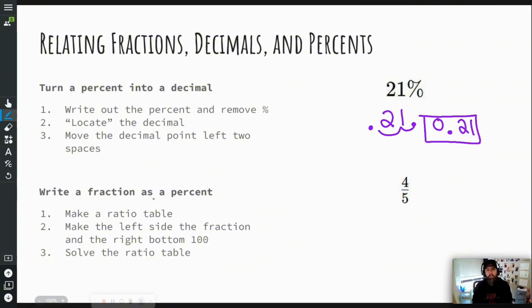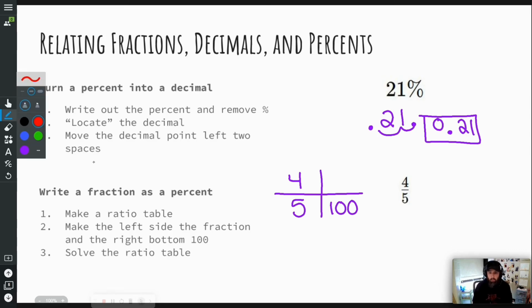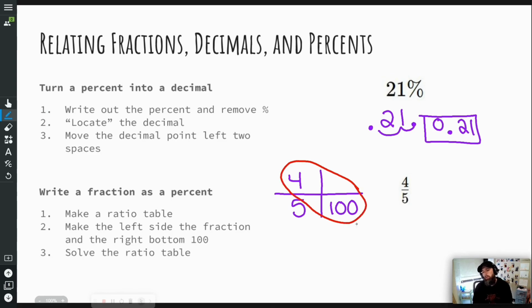How do I write a fraction as a percent? Well, first, you're going to make a ratio table. So let's make ourselves a ratio table. You're going to make the left side the fraction. So 4 on the top, 5 on the bottom, and on the right bottom, 100. Now you solve the ratio table. To solve a ratio table, you multiply the two numbers that are diagonal from each other. So 4 times 100 is 400, and then we divide out the 5.